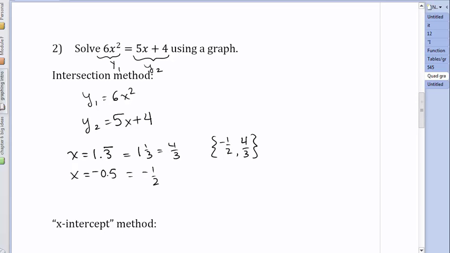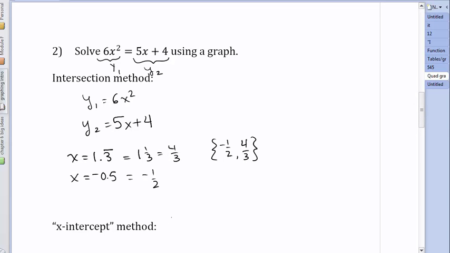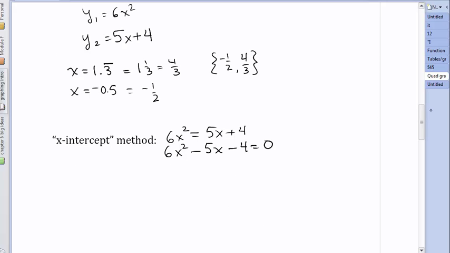If I wanted to use the x-intercept method, that would mean that I would set this thing equal to 0 first. So I have 6x squared equals 5x plus 4. If I make it equal to 0, I get 6x squared minus 5x minus 4 equals 0. And then that's what I put in my calculator into y1.